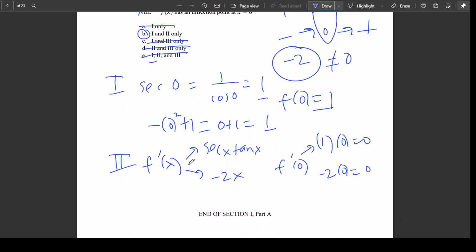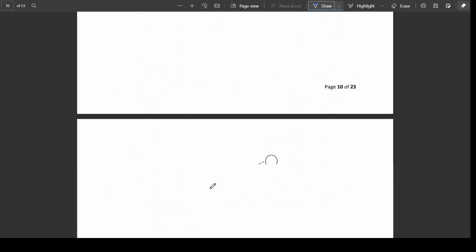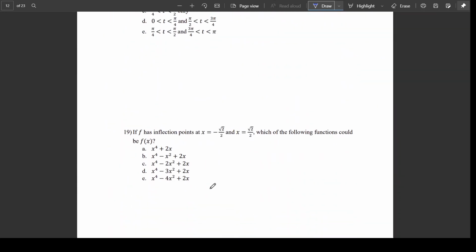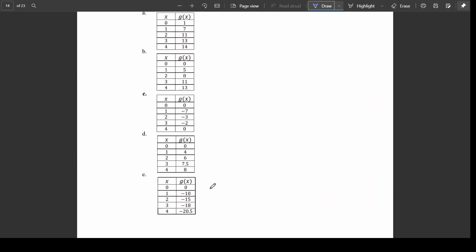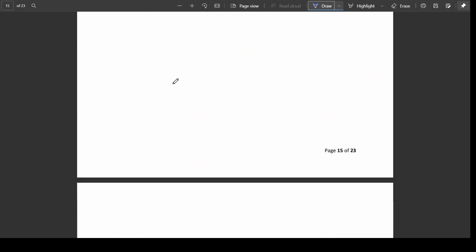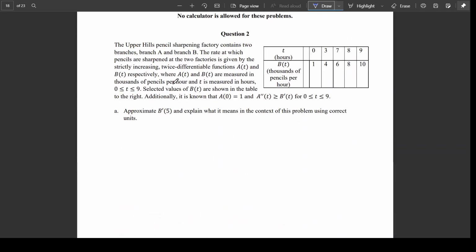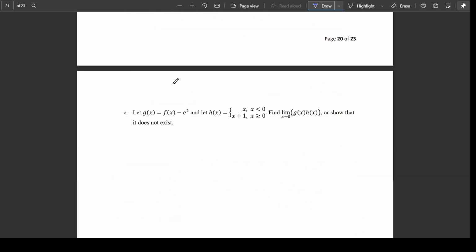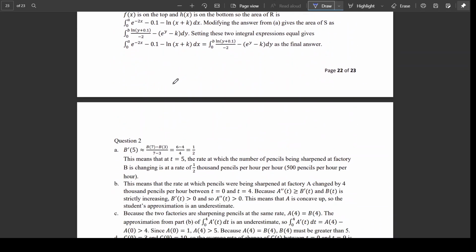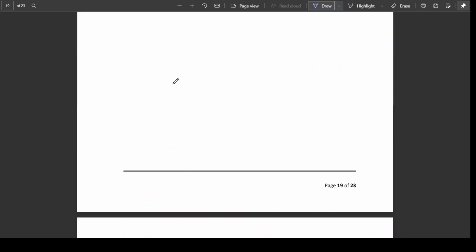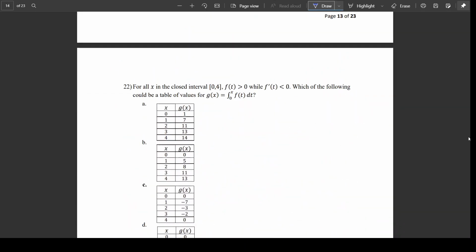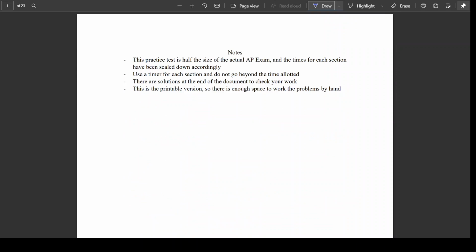And that is the end of section 1, part A. This is the non-calculator section. There's also the calculator section, which is a little bit shorter, and then we have the FRQs as well. If you go all the way to the bottom, you have the answer key. So you have all that. But for now, we did go through the non-calculator section.